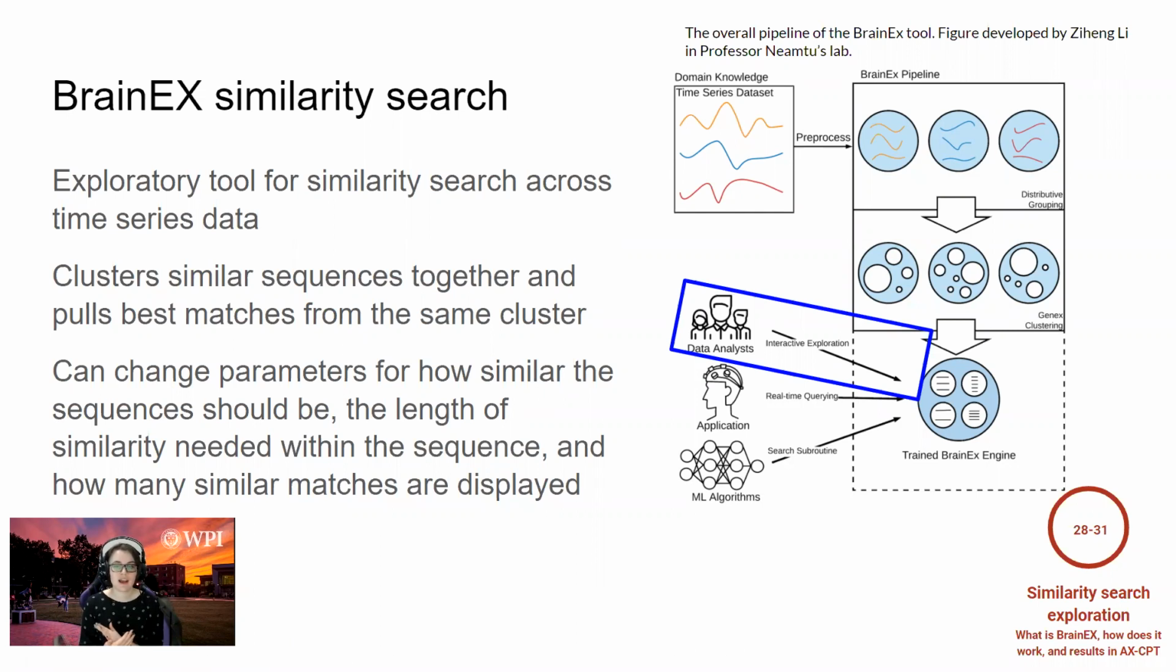And then you can have a lot of customizability to it. So there's a bunch of parameters you can change, such as how similar the sequences need to be. What is your threshold cutoff there for the clusters, what the length of similarity needs to be. So how much of the sequence needs to be similar? Can it just be like 10% of it can be similar, or does the entire sequence need to be similar? And then how many matches are displayed in your results when you send it a query and say, hey, I want to see what's similar to this. I want to see 10 different sequences that look similar to this one.